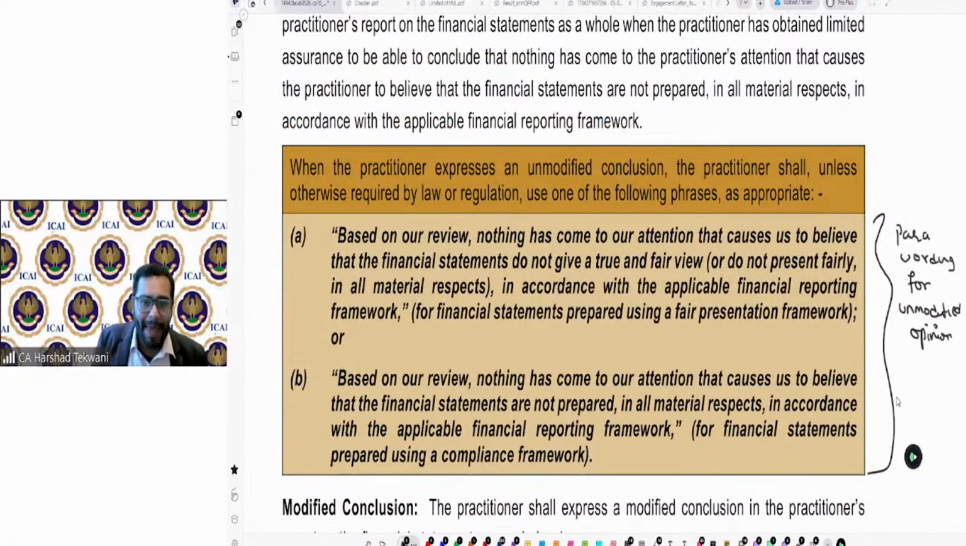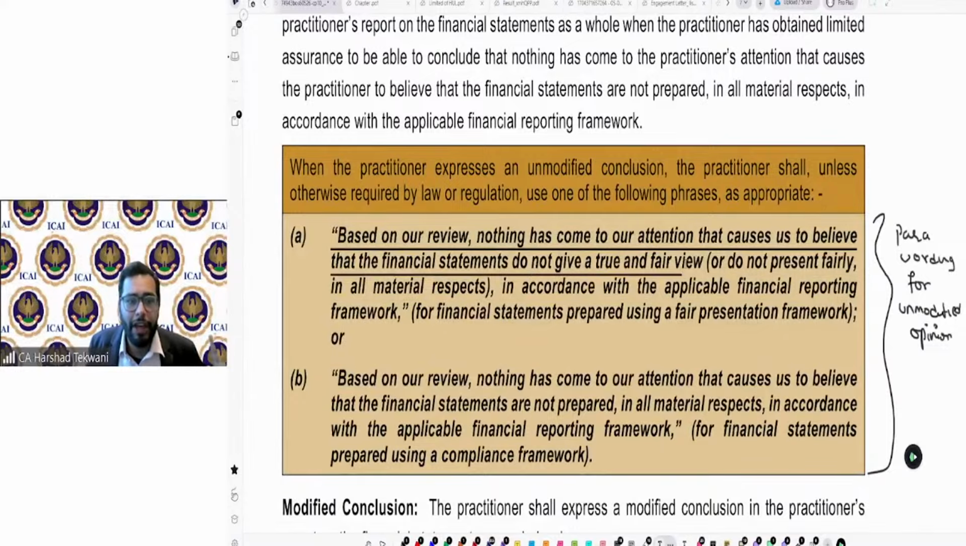Okay, this is the paragraph wording for unmodified opinion. You need to select any one of them. What this wording says is that, based on our review, nothing has come to our attention that causes us to believe that the financial statements do not give a true and fair view, or do not present fairly, in all material respects, in accordance with the applicable financial reporting framework.